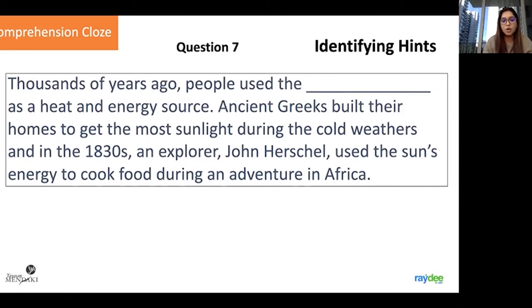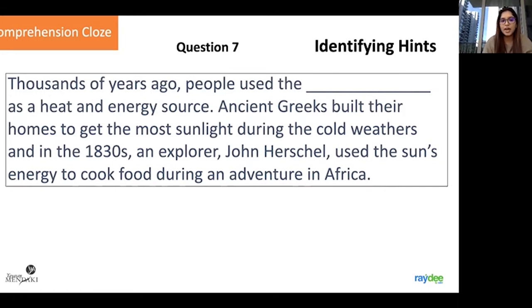Thousands of years ago, people used the what as a heat and energy source. Ancient Greeks built their homes to get the most sunlight during the cold weathers, and in the 1830s, an explorer, John Herschel, used the sun's energy to cook food during an adventure in Africa.